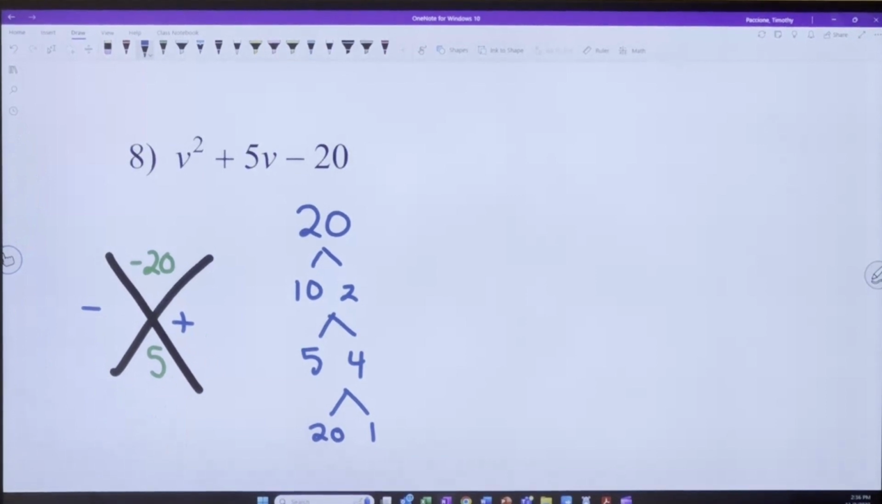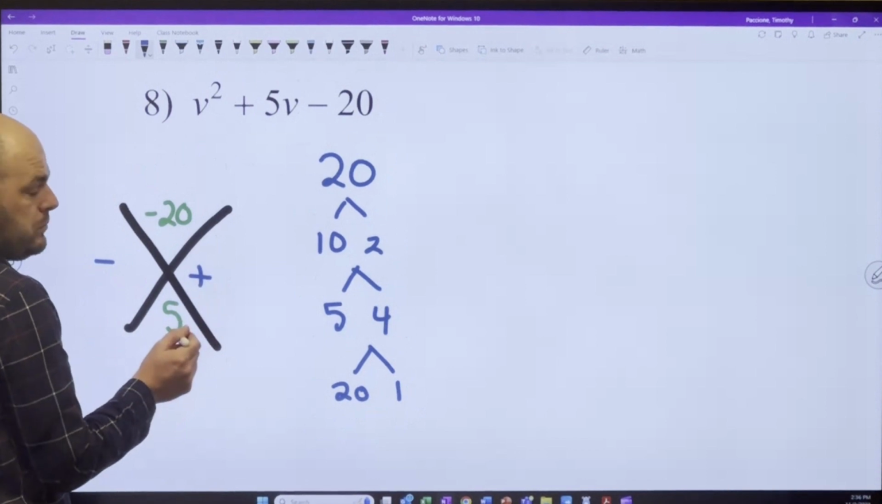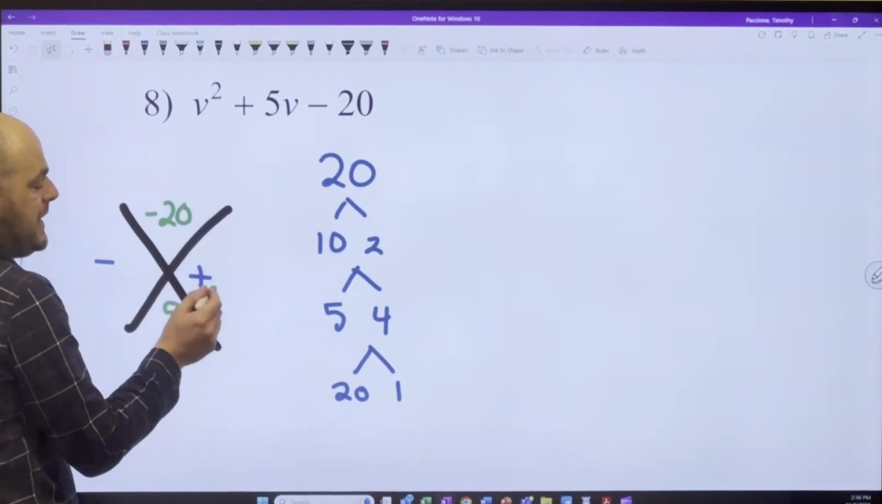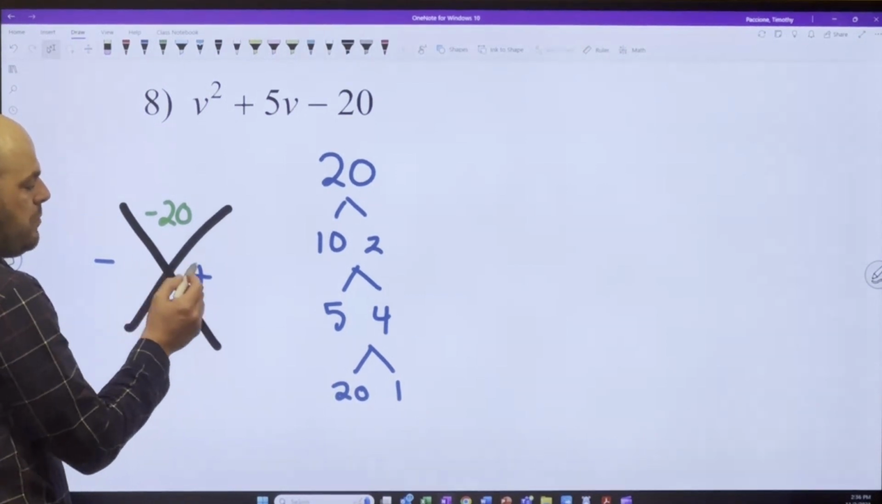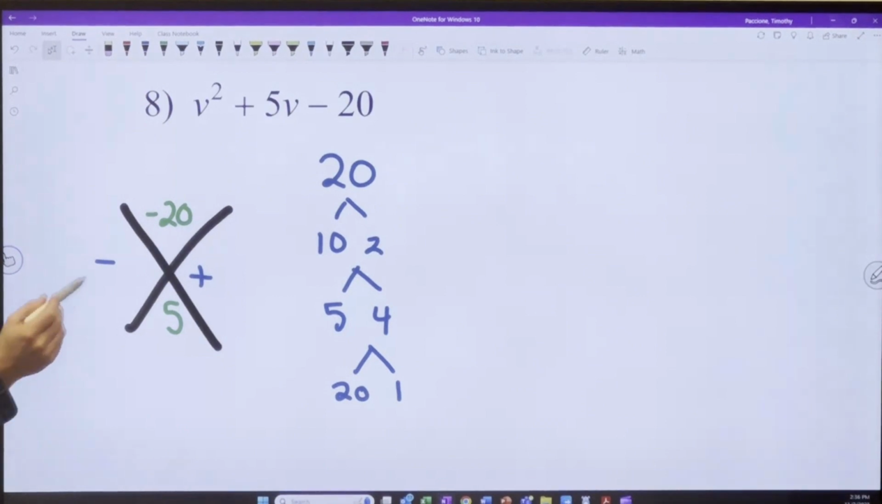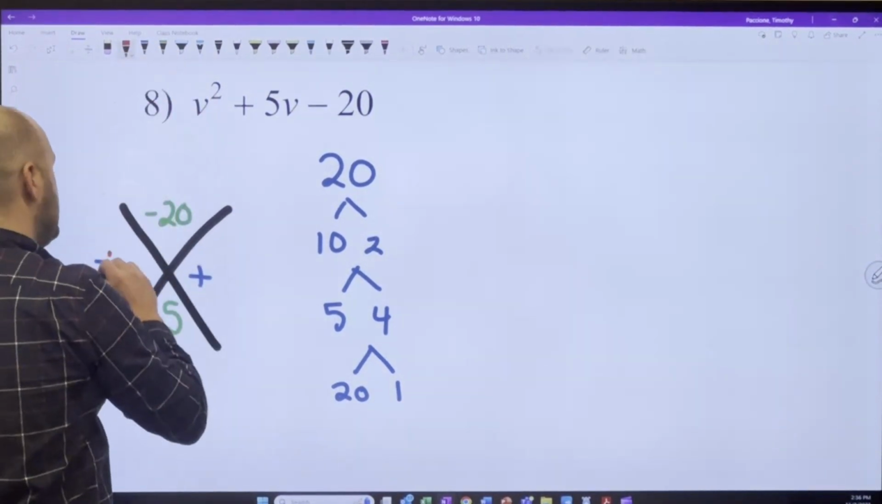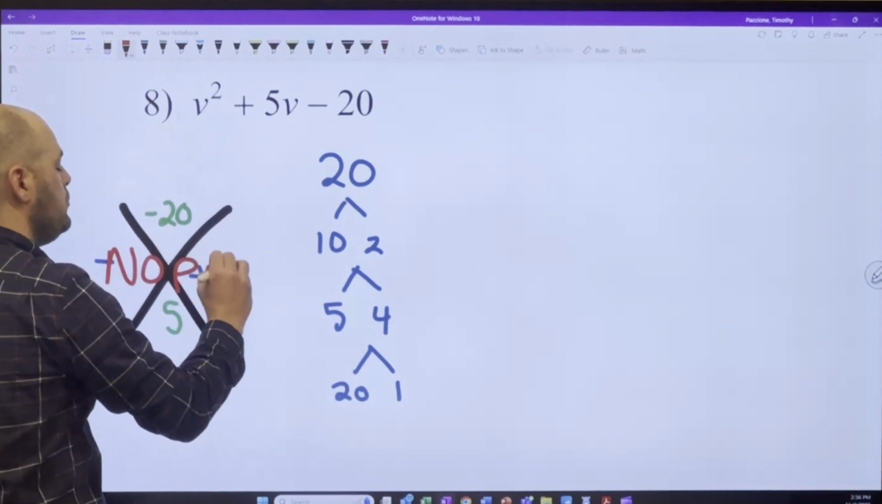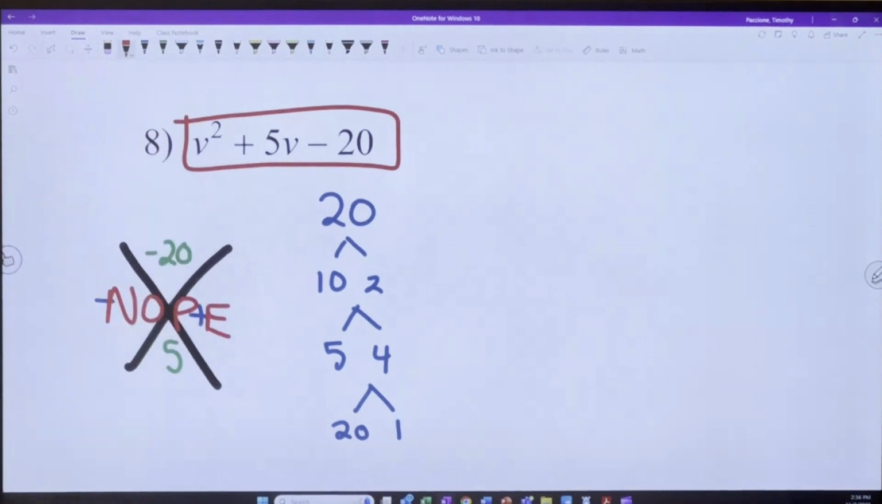So let's check them out. I'm trying to get 5 here. Negative 10 and positive 2. Negative 2 and positive 10. Negative 5 and positive 4. Negative 4 and positive 5. Negative 20, positive 1. Negative 1, positive 20. No. So this didn't work. So it turns out this is fully factored. It's not factorable further.